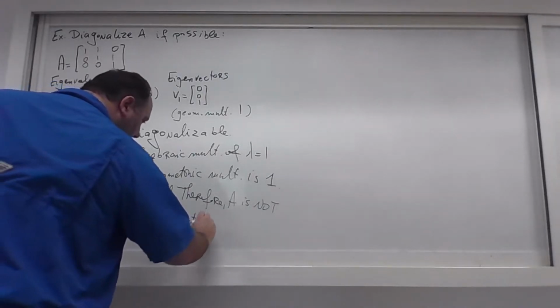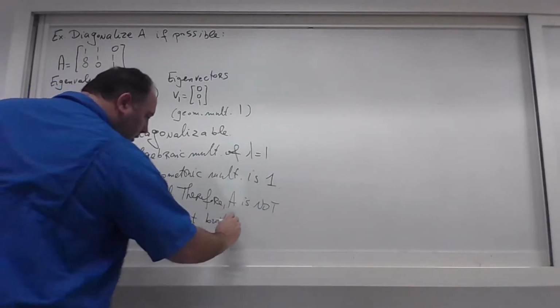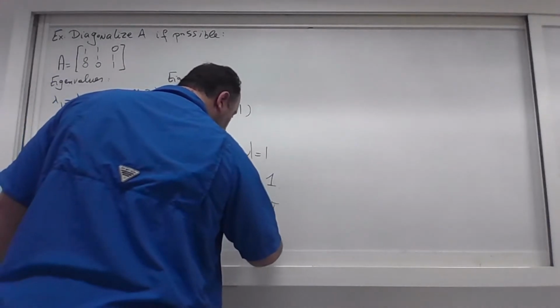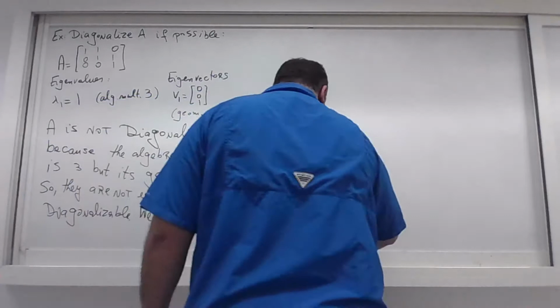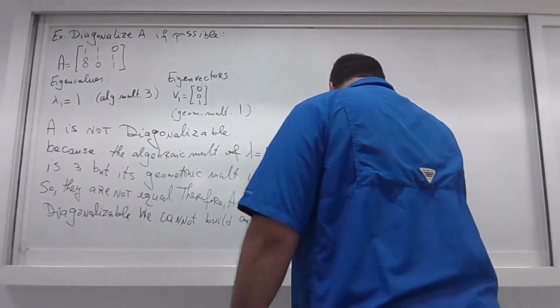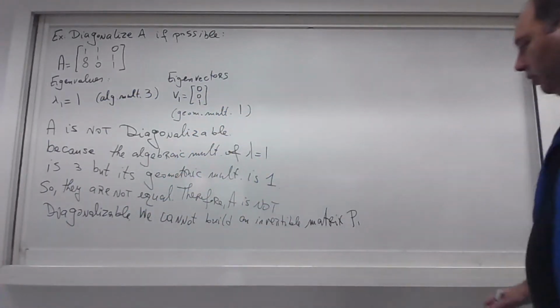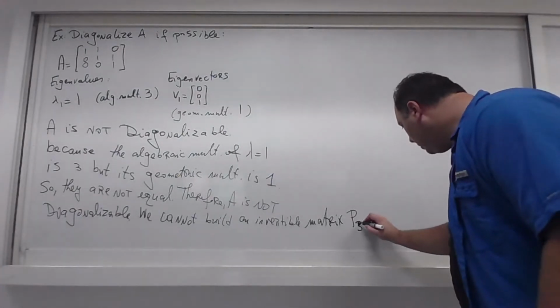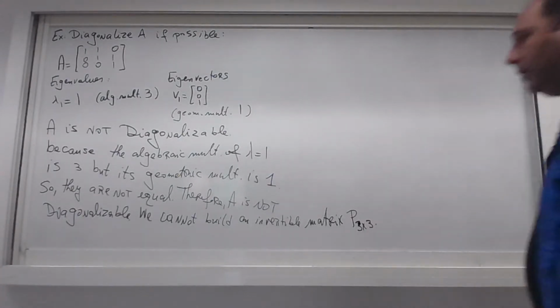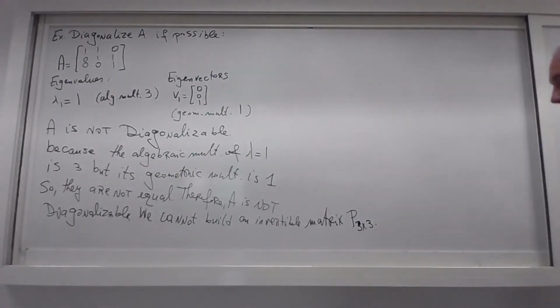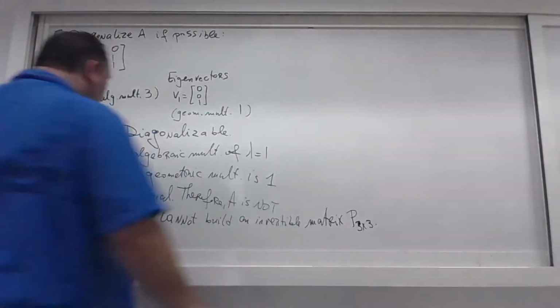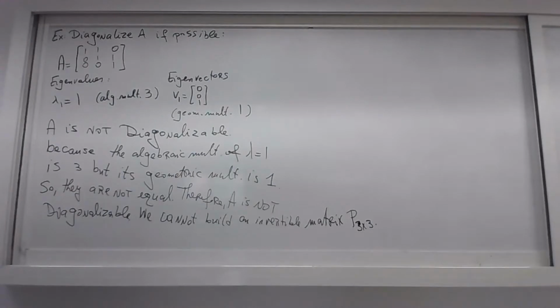So we cannot build an invertible matrix B. That's our problem. P needs to be 3 by 3, right? We can only fill one column with the eigenvector, and then we are in trouble. We don't have another one. So that's the reason why.